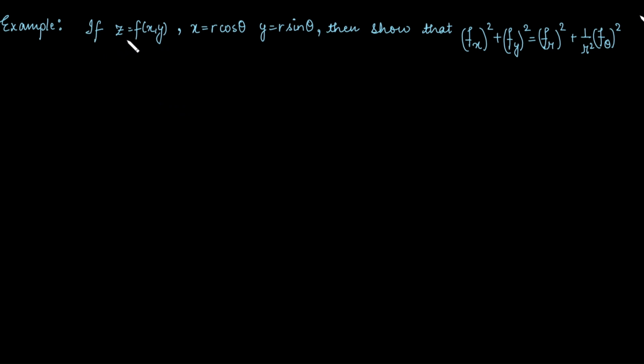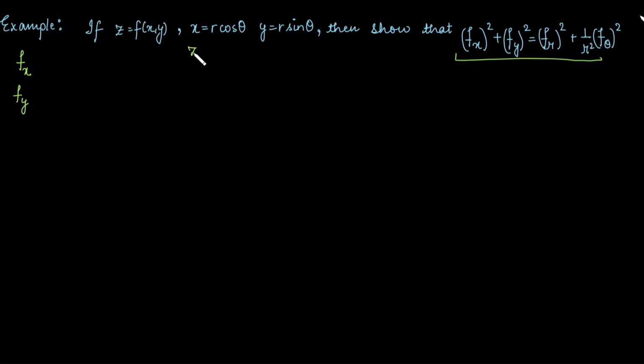Here we have taken the example. In this case, we need to show that if the function is depending upon two variables x and y, where x and y are depending upon two variables r and theta, then we need to show this expression, that is, the partial derivative of the function with respect to x whole square plus the partial derivative of the function with respect to y whole square is equal to this. It means we need to find the partial derivative of the function with respect to x and with respect to y. Before that, analyze this question.